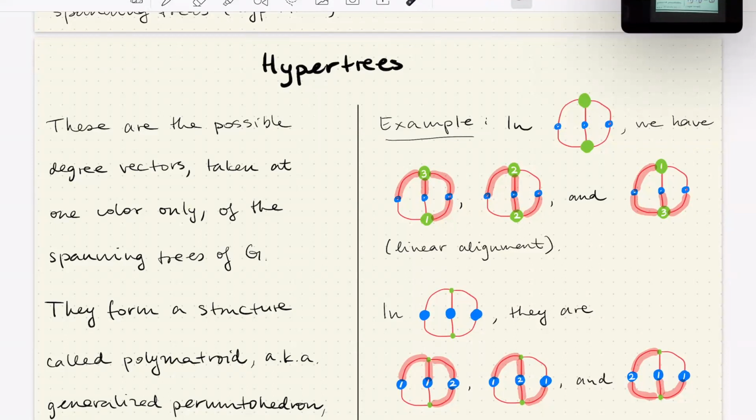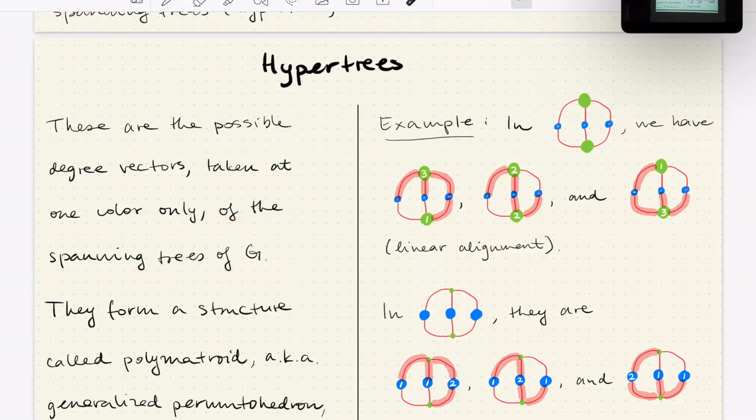Well, so if you have seen a pattern like this in your work, please let me know. Okay, what are they? In our case, these are just possible degree vectors taken at one of the colors only of the spanning trees of this graph G.